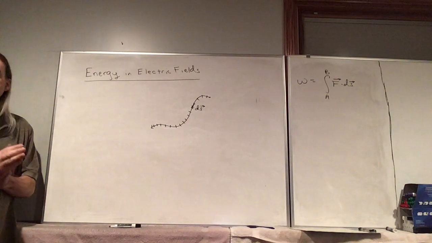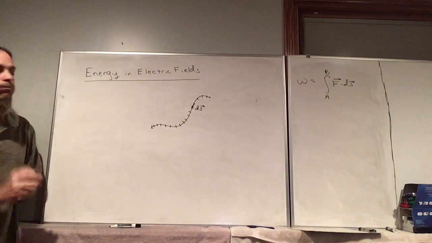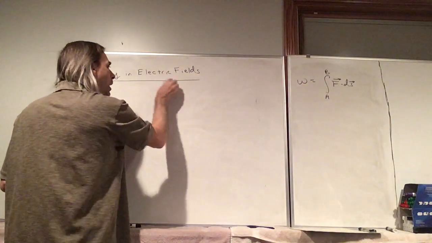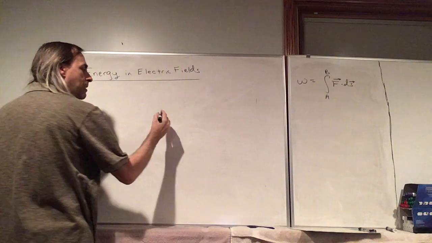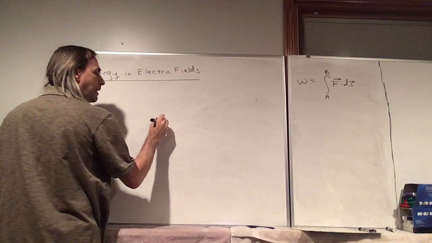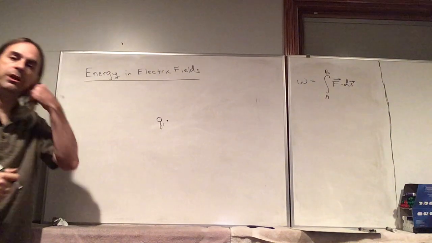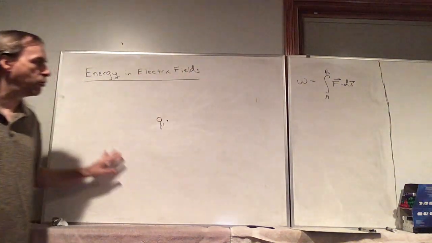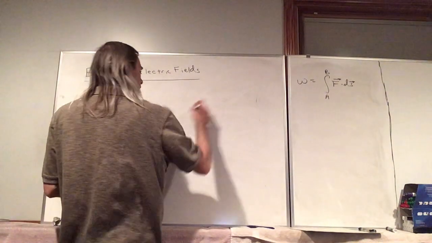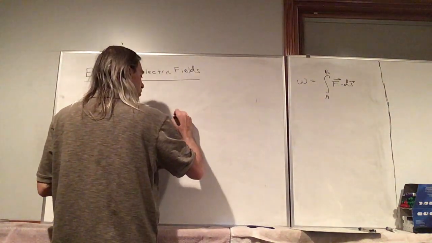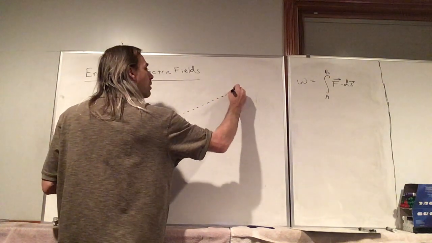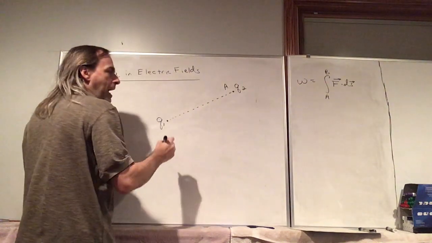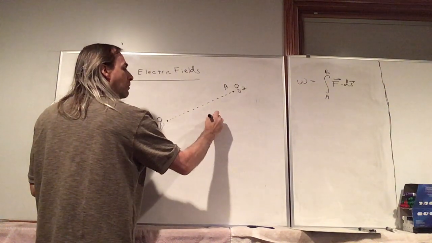Okay, so now let's apply this to the electric forces. And let's start out by considering a kind of a simple case. Let's say we have a charge Q1, which is fixed. So Q1 is not going to move, but it creates an electric field around it. And so let's say we have Q2, which starts at point A, and it's going to move to point B.